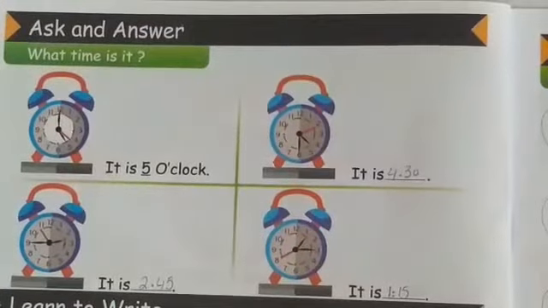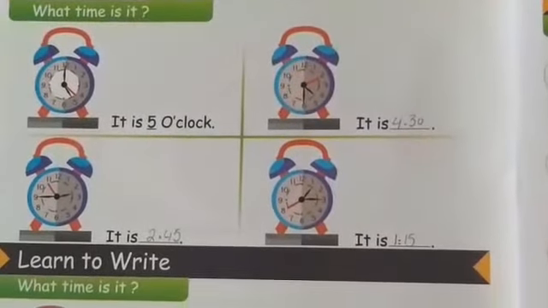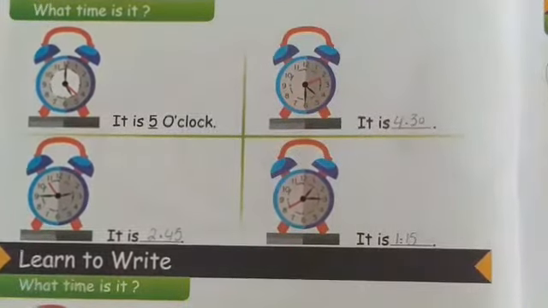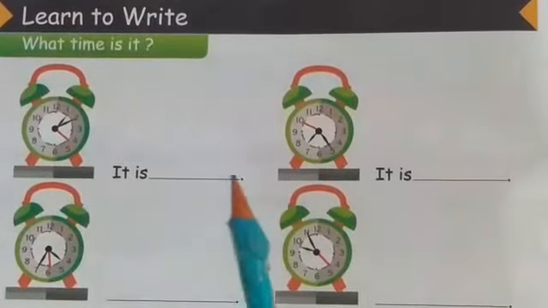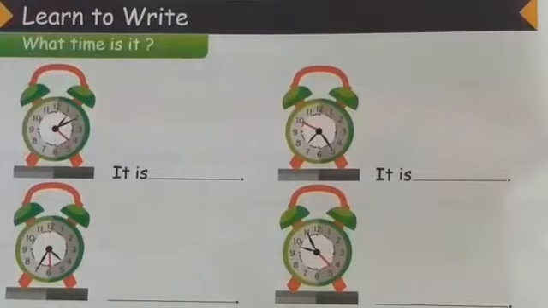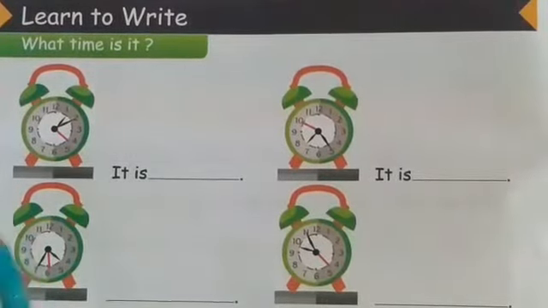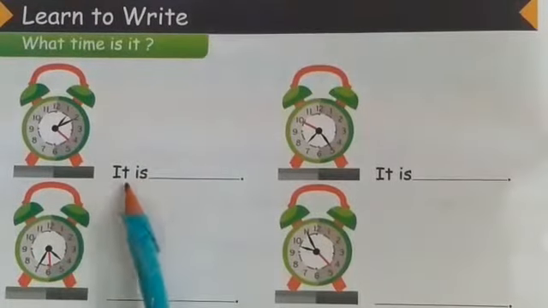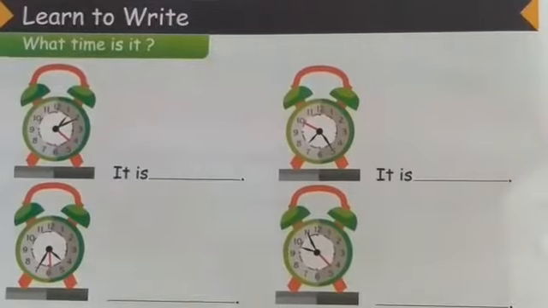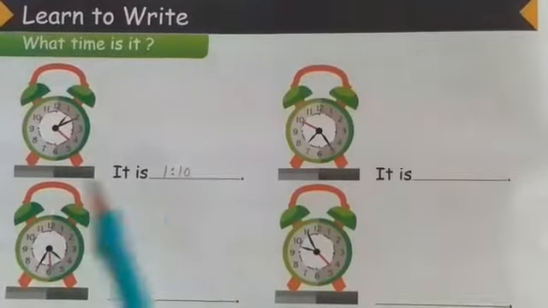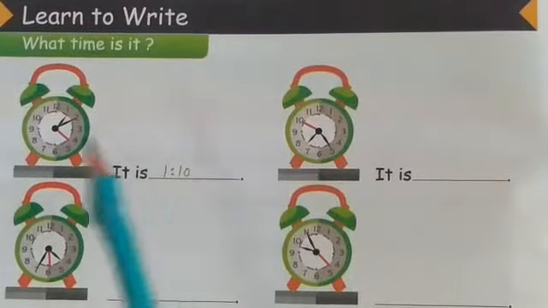And we have also completed ask and answer, and now we are going towards the next one, which is learn to write. And in learn to write we also have some clocks and we are going to guess time. What time is on the clock? So look at the very first clock and guess the time. Yes, it is, very nice, 1:10. It is 1:10. Very good.